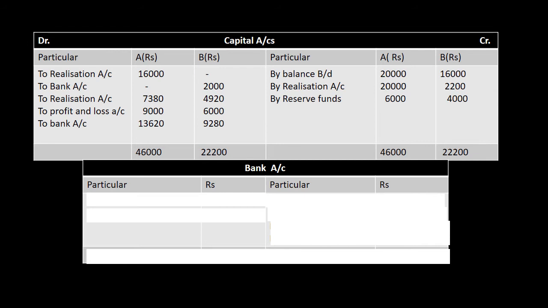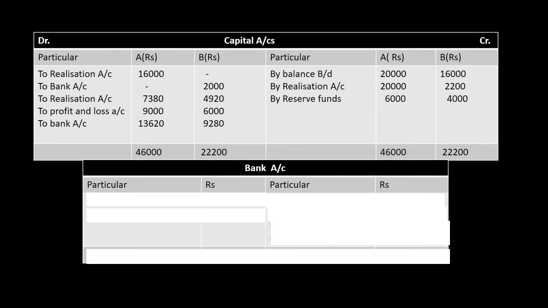Now after posting all the necessary information in partners capital account, we will balance it and we will close both sides, and the balancing figure will be closed with the name of bank since business is going to dissolve. And when we compute balance for A, it comes on debit side as 13,620, and for B that is 9,280.